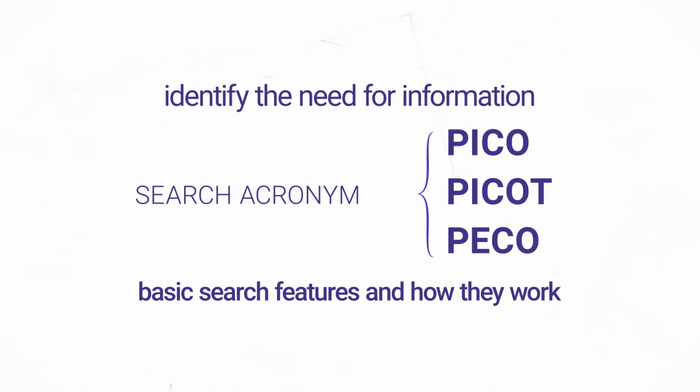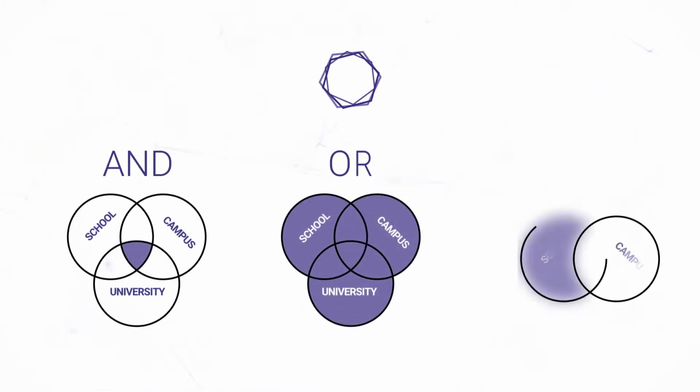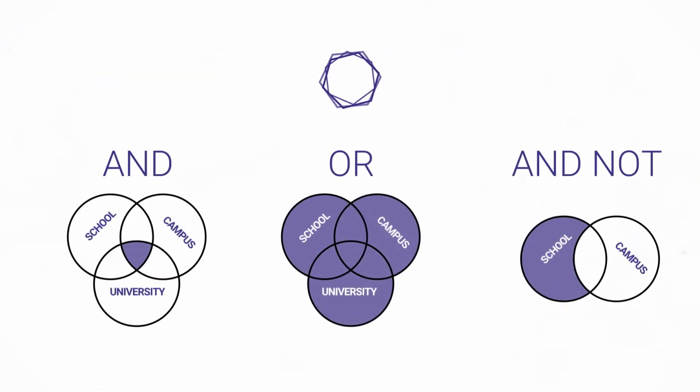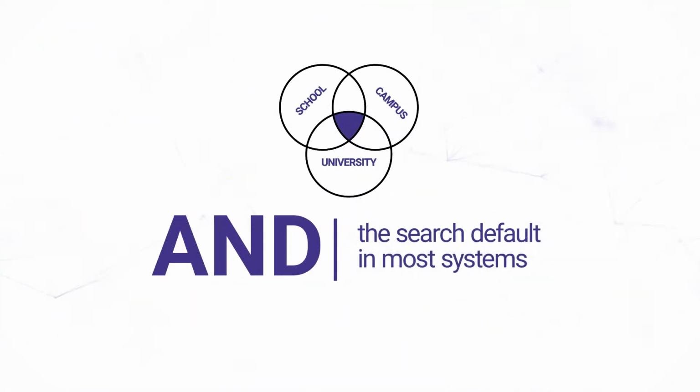Let's start with the search operators, which are used to combine the terms of the search expression in most information systems, according to the set logic. The VHL uses the following operators: AND, OR, and NOT. Let's understand each of them. The AND operator is usually the search default in most systems, so it is not necessary to type this operator between terms.